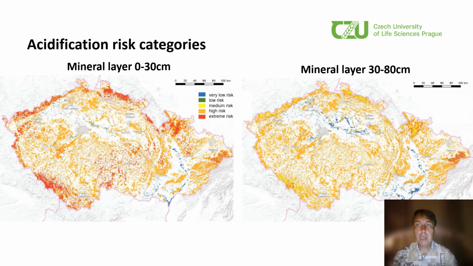These maps show the predicted distribution of acidification risk categories separately for the two mineral layers. We can see that most soils were assigned to the category high and extreme risk, and that the situation is worse in the upper mineral layer, 0 to 30 centimeters, compared to the deeper layer.